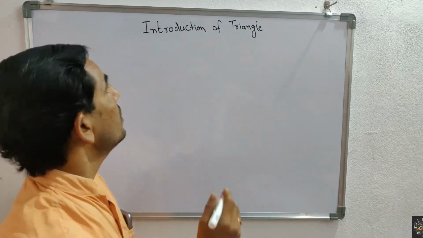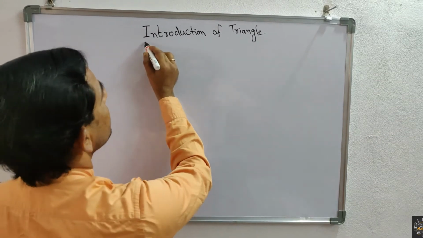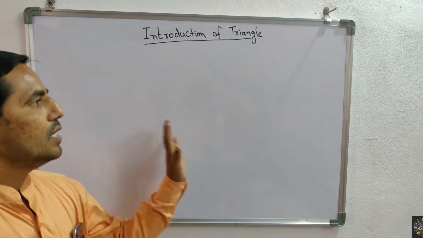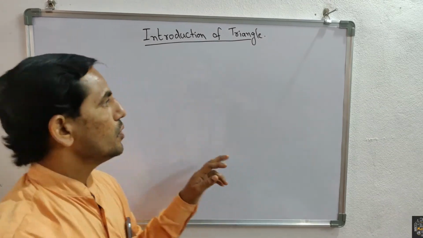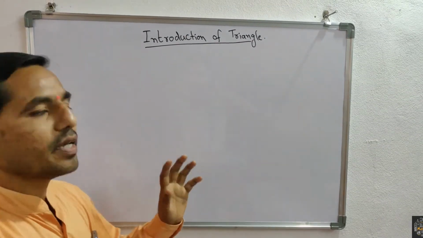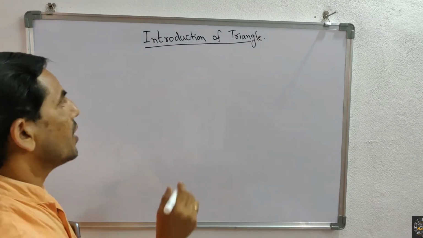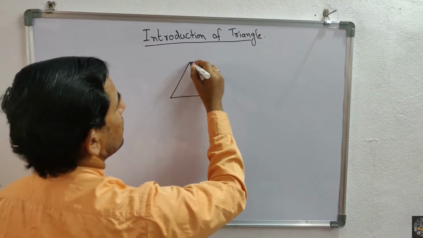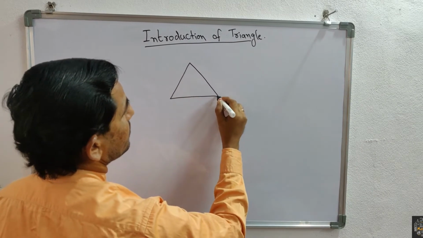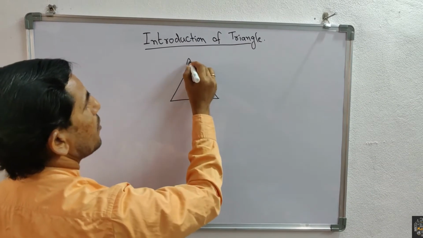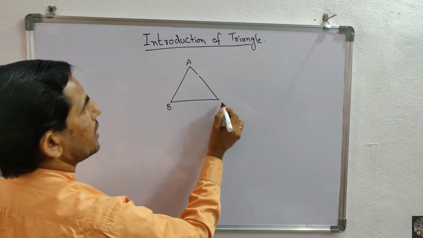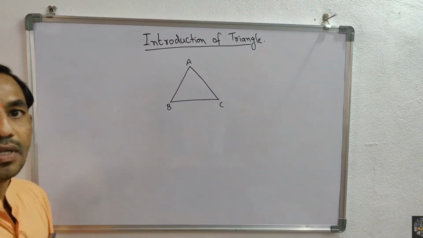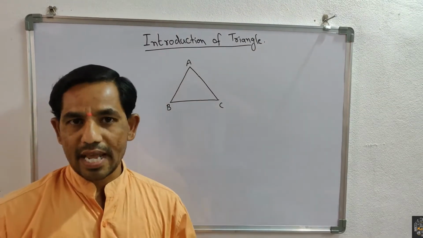So the topic is introduction of triangle. First of all, listen to some introduction. This whiteboard looks like one plane. I am drawing one diagram, that is a triangle. This is one triangle. This is point A, point B and point C. This is triangle ABC.